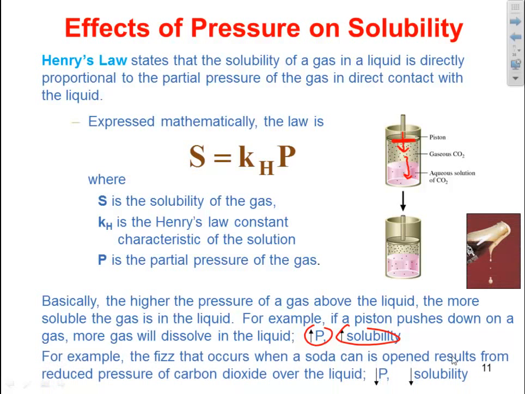Another example, let's look at Coke. The fizz that occurs when a soda can is opened results from the reduced pressure of the carbon dioxide over the liquid. What you're doing when you open up the can is decreasing the pressure, which then decreases the solubility, and hence your CO2 comes out of the solution.